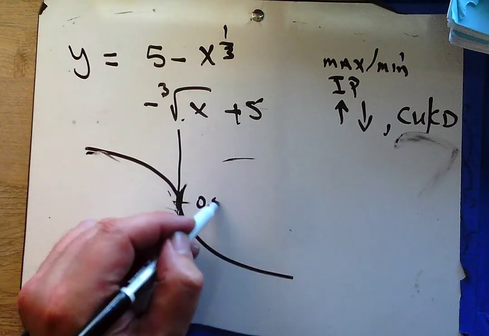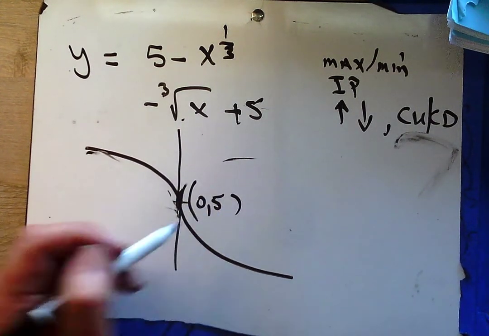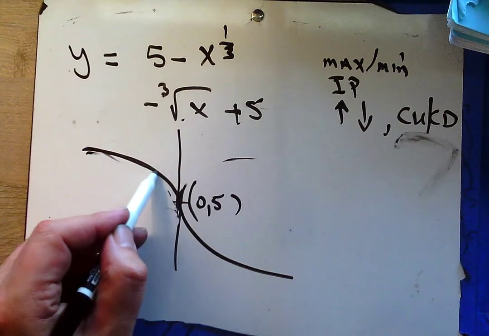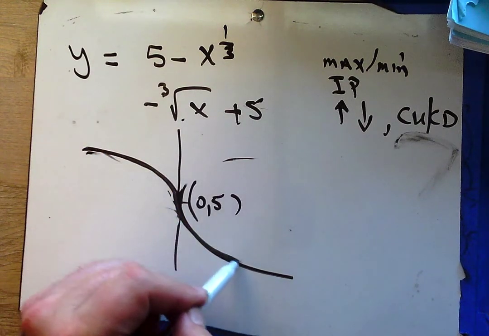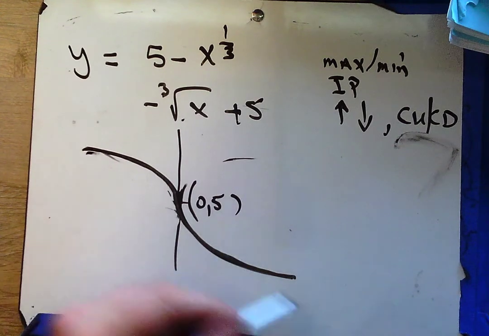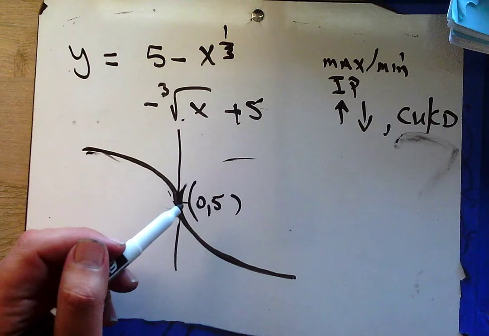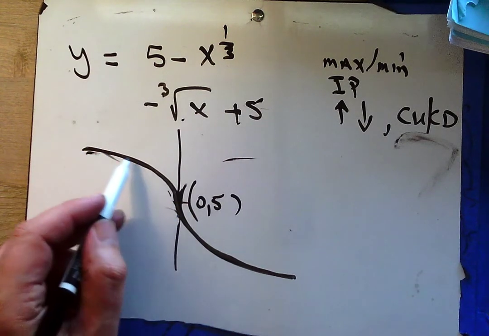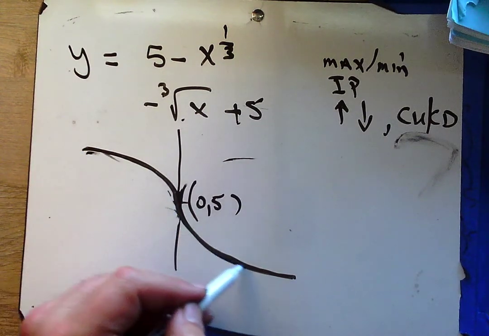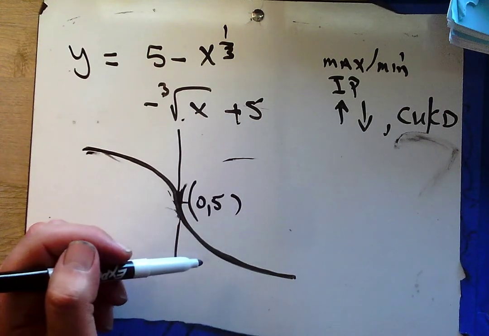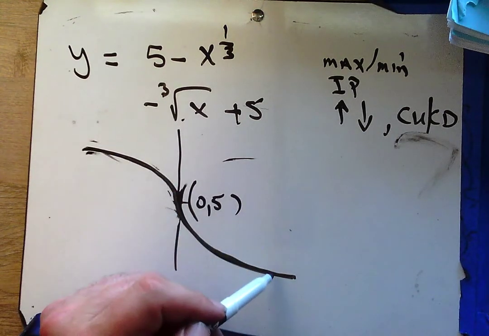And this point here is 0, 5. Okay. Now let's think about what we found here. Oh, look. This is decreasing, decreasing, decreasing. So everywhere this function is decreasing, this function is increasing never, right? Always going downhill. You can't say that this function is increasing if we're always going downhill.